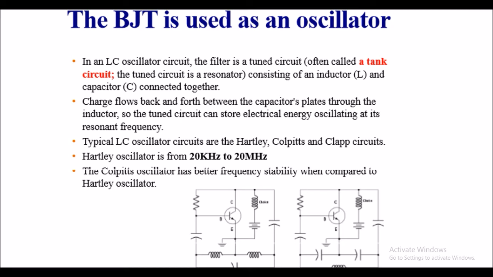The Hartley oscillator range is from 20 kilohertz to 20 megahertz. This is oscillation. The Colpitts oscillator has better frequency stability when compared to the Hartley oscillator.